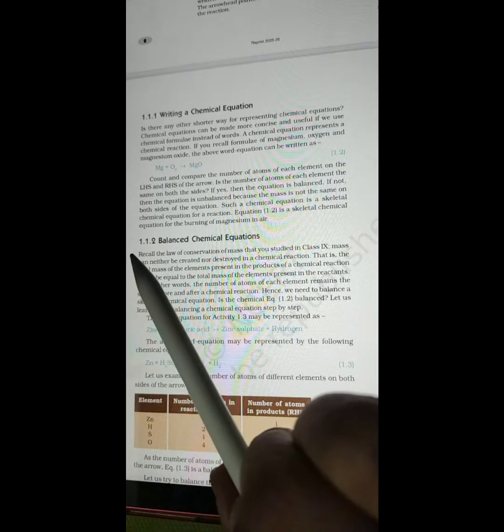Next topic, 1.1.2, balanced chemical equations.